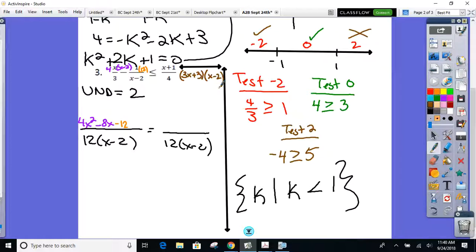Okay, can I get a group to volunteer there? What do you got, Matt? Okay, hold on. 3x squared, I got that, yep. Minus 3x in the middle, and then on the outside, minus 6. Nice job. Okay, drop your denominators, everybody. Drop them. 4x squared minus 8x minus 12.